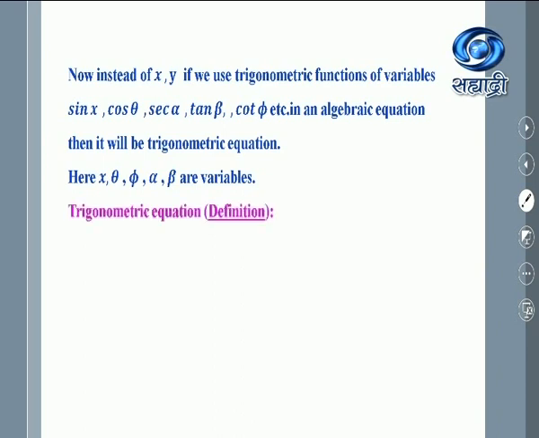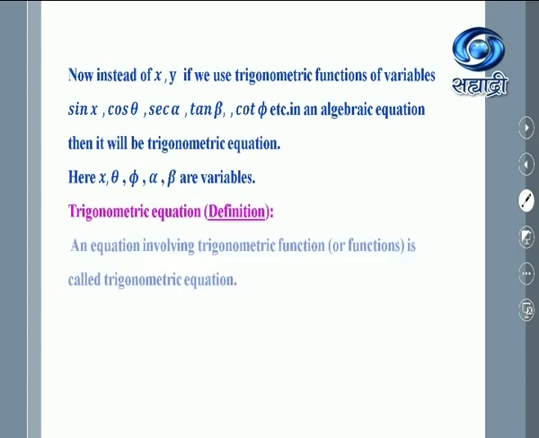Now, with this knowledge, we can define the trigonometric equation as an equation involving trigonometric function or functions. So in the equation you may be having only one trigonometric function of the variable, or you may be having two or more than two trigonometric functions of the variables. For example, sin x is equal to half. This represents the trigonometric equation.